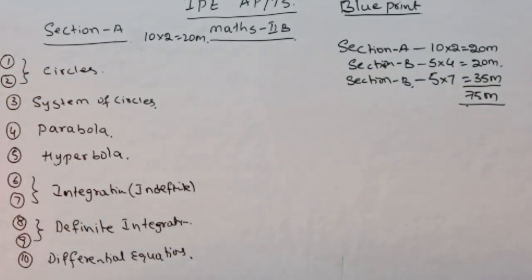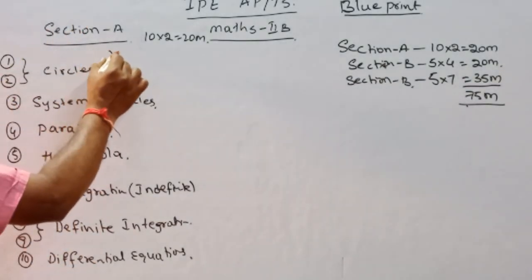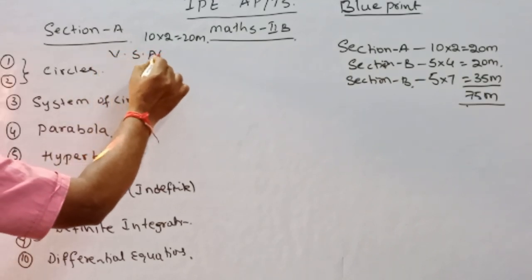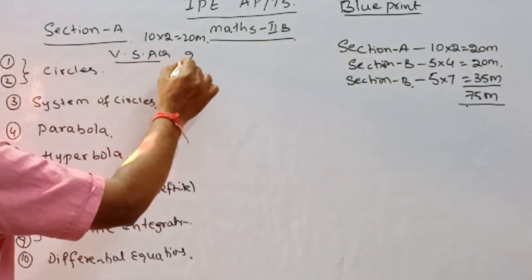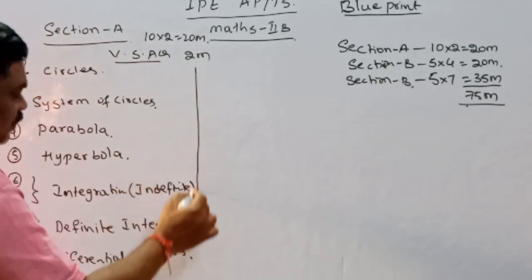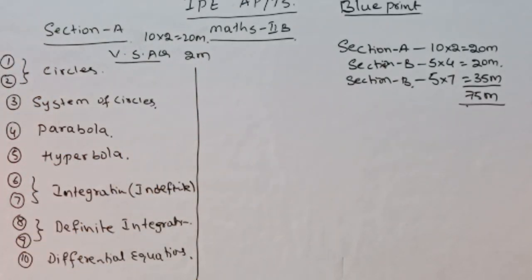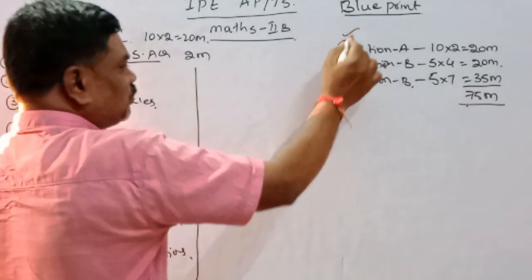These are the topics covered in section A. These are the very short answer questions. Each question carries 2 marks. This is section A, and now you go for section B.